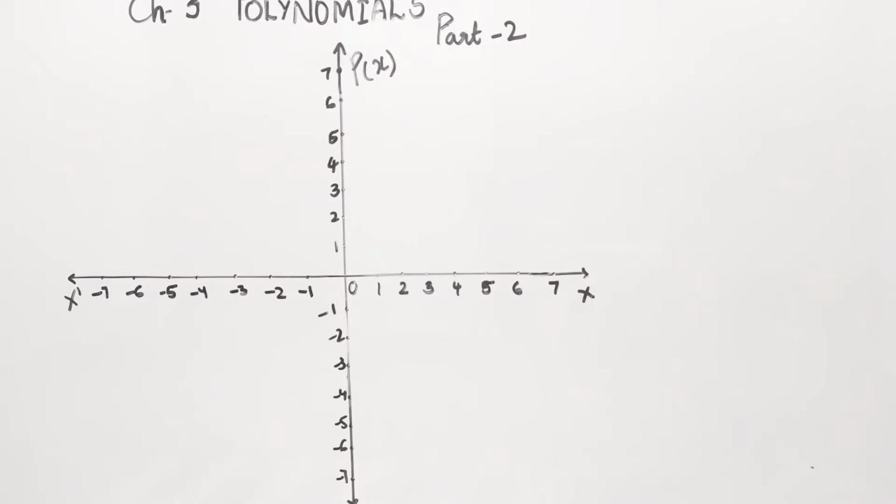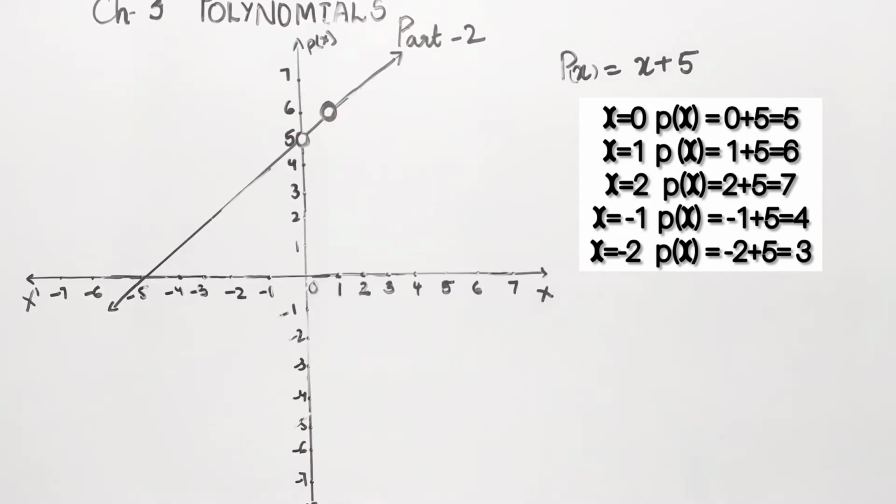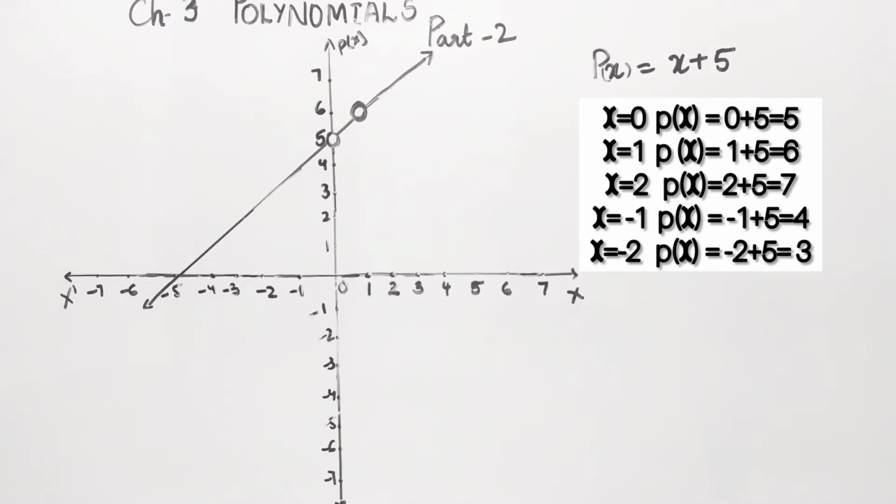How do we plot this line? Put x is equal to 0. All we need is some 2 points, right? When x is 0, p(x) is going to be equal to 5. When x is 1, p(x) will be 6. Now we will plot this on the graph. Join these 2 points, you will get a line. This is a straight line. Hence we call it a linear polynomial. What this gives you is that for different values of x, it gives you the value of p(x). So that's how the graph of x plus 5 looks. That's why we call it a linear polynomial.